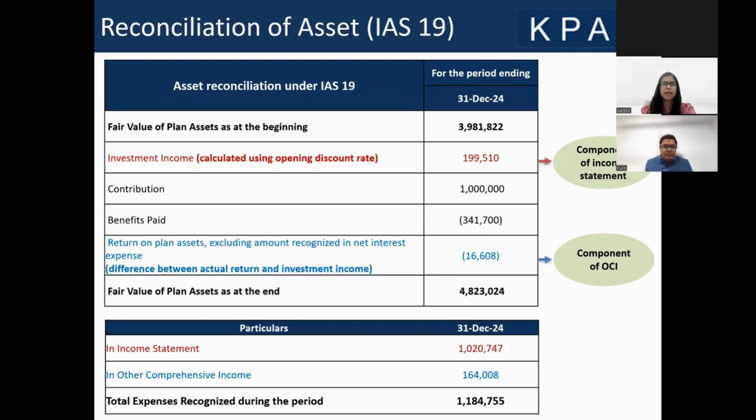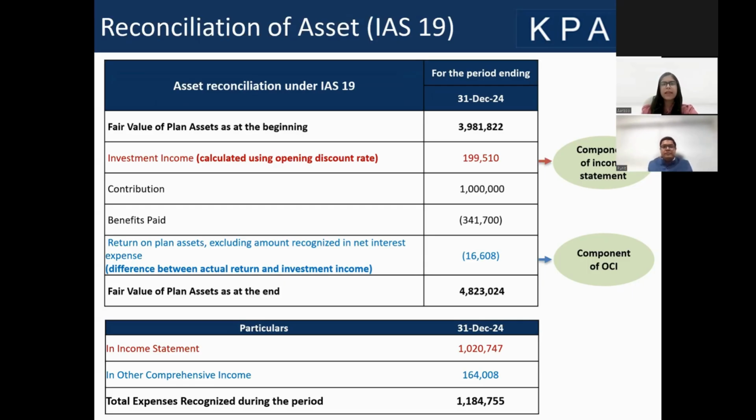Moving on, let's understand the reconciliation of plan assets also. Now, this is the reconciliation of plan assets as per IAS 19. First, you can see we have captured fair value of plan assets at the beginning, followed by investment income, contribution made to the plan assets, any benefit payouts, if any, then return on plan assets, excluding amount recognized in net interest income, and ultimately fair value of plan assets at the end of the period.